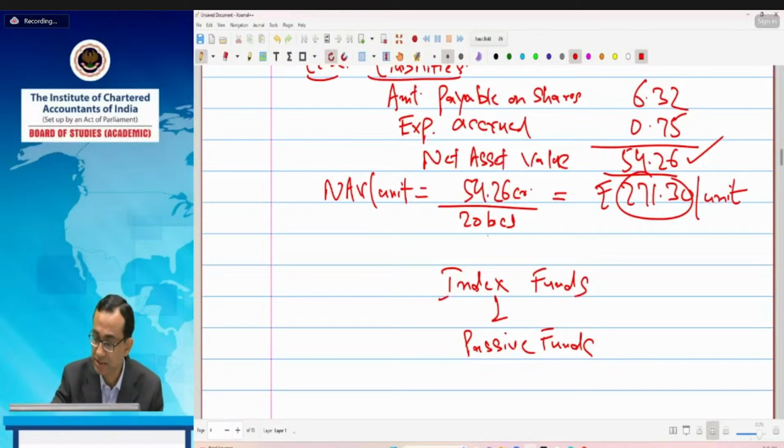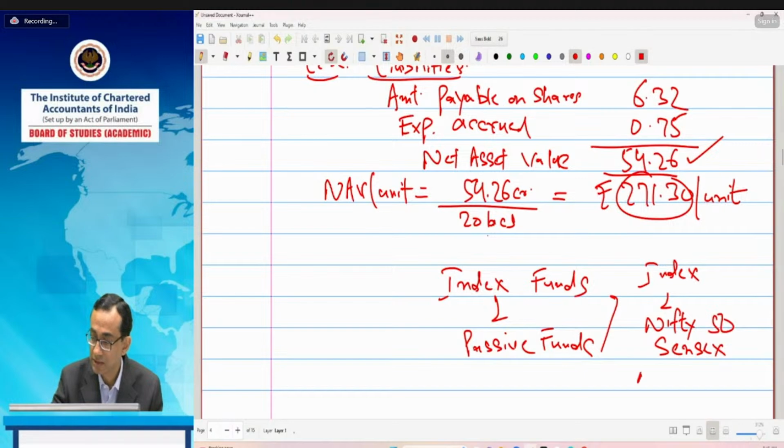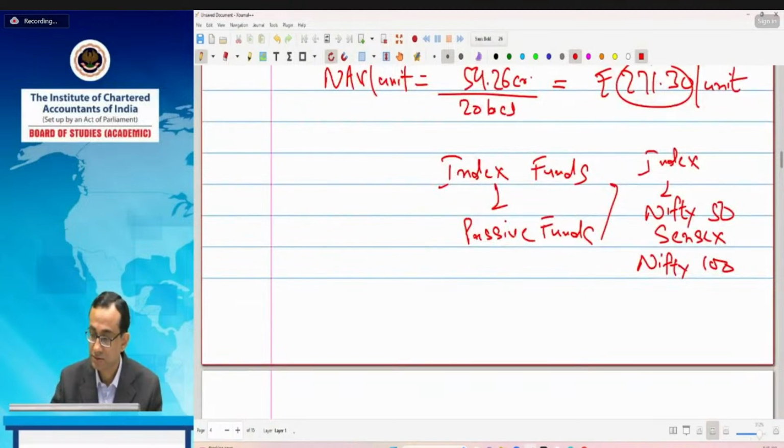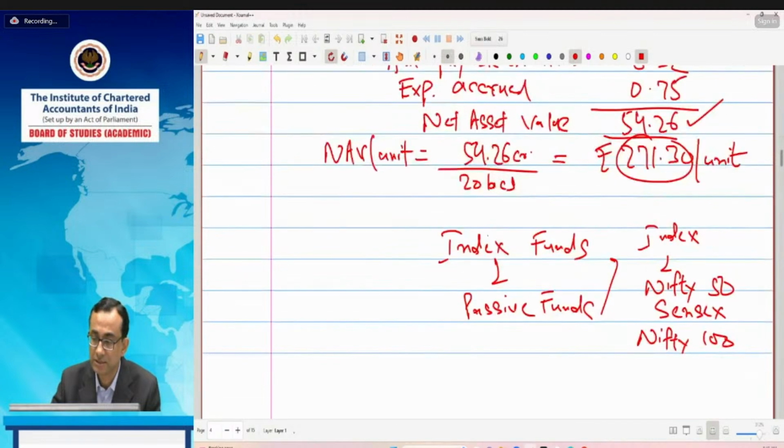Index can be anything. Index can be Nifty, Nifty 50. Index can be Sensex. Index can be Nifty 100, and so on and so forth. Nifty Pharma, Nifty, you can say metal. So it can be anything. So it's simply invested into the benchmark.